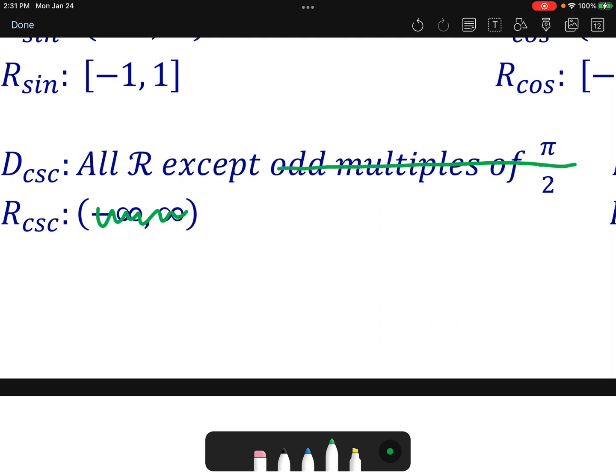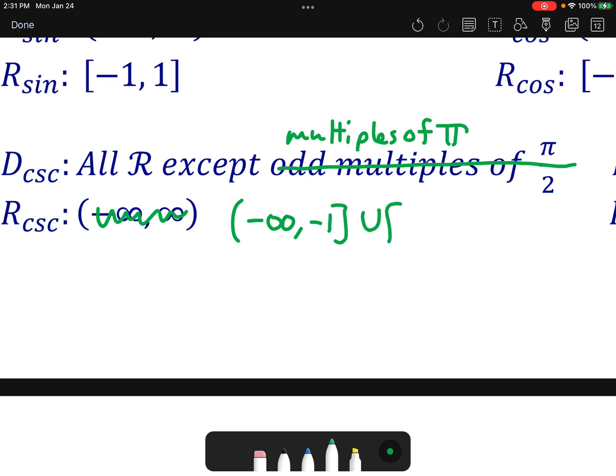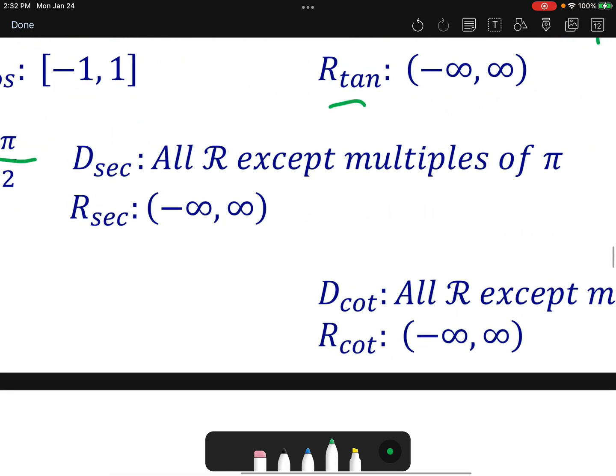No, this should be all reals except, ooh, that's a mistake. All reals except multiples of pi. There we go. Sorry about that, now we're fixing it. Now what's the range? Well, the range is negative infinity to negative 1, bracket, union, bracket, 1 to infinity. So between negative 1 and 1, it doesn't exist, cosecant.